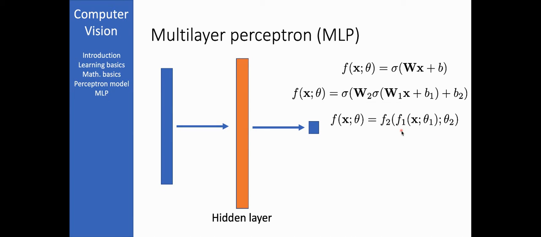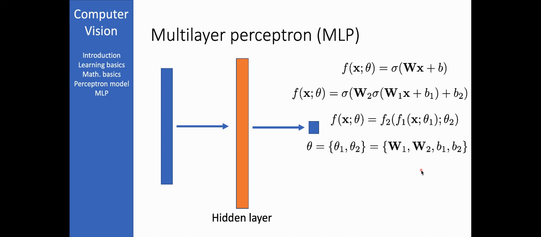I first have F1, the first layer's transition, and then F2, the second layer's transition to the output. When I add this hidden layer, instead of having one set of parameters, I have two sets of parameters: θ1 and θ2. If we write them out, they will simply be the weights of these transitions and the biases.